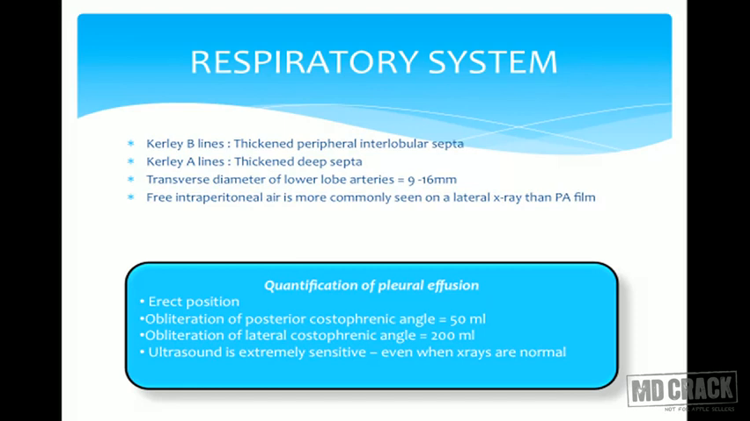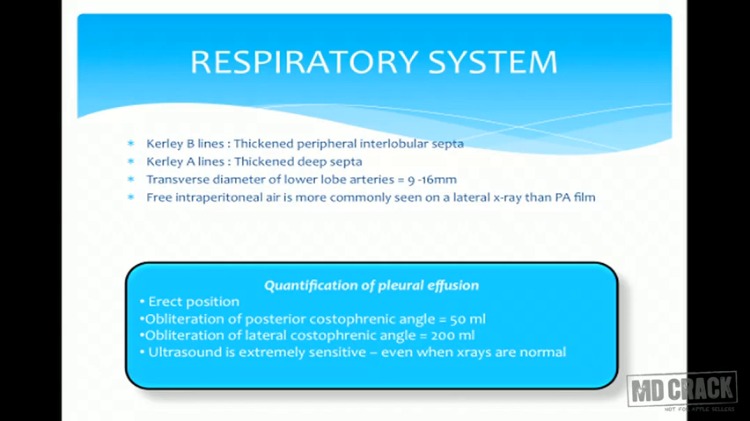So let me just talk about a few general pointers over here. Now, what are the curly lines? Curly lines, basically, are thickened peripheral interlobular septa. Curly A lines are thickened deep septa. Basically, when there's an increase in the vascular pressure, when there's pulmonary edema, there is interstitial edema. When there's thickening of the interstitium, the fluid seeps between the interstitium. That's where you get thickening of the septa.